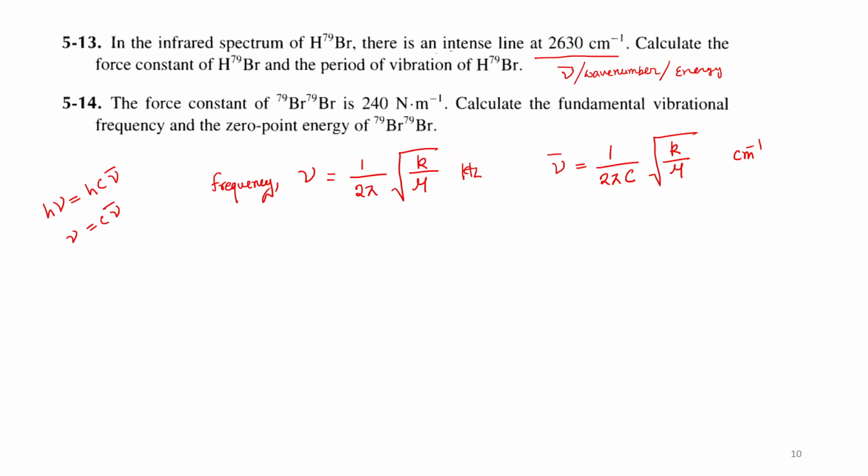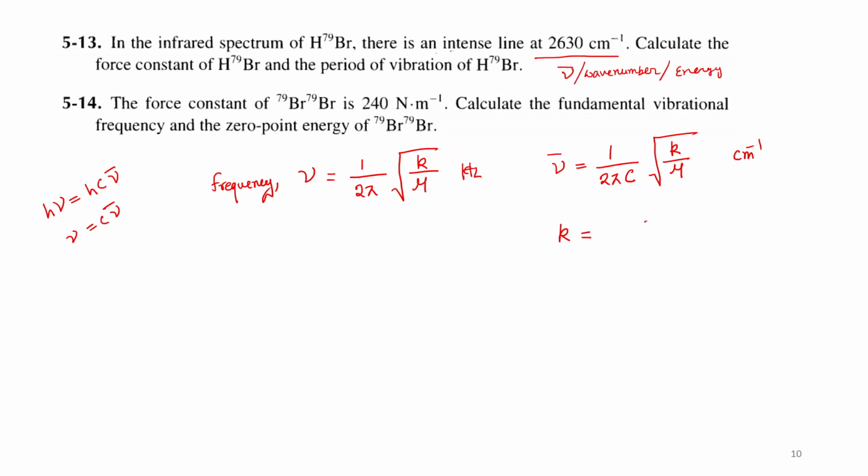I have divided mu, which is in Hertz unit, second inverse, by centimeter second inverse. So eventually second inverse is gone, and centimeter becomes inverse because it was in the denominator, so it will become centimeter inverse. So from here, what is the force constant?